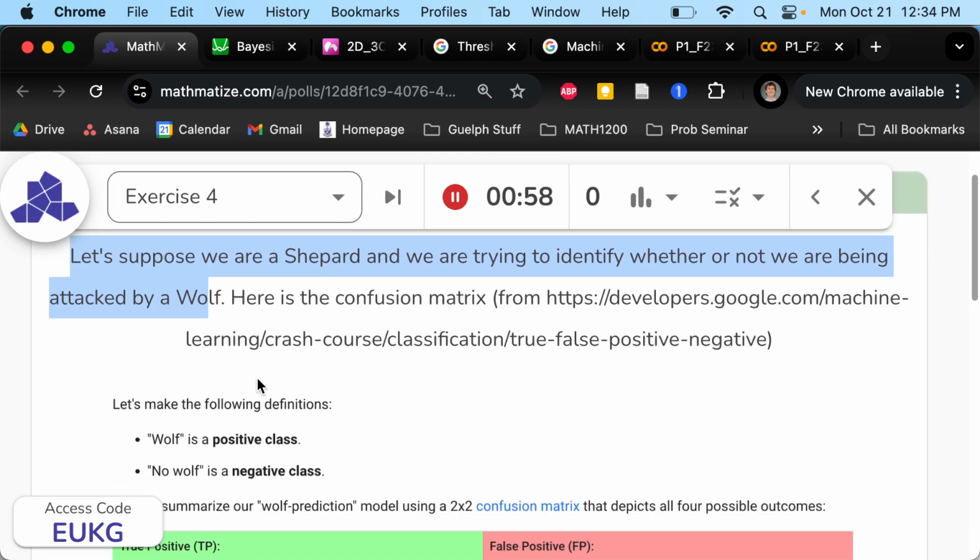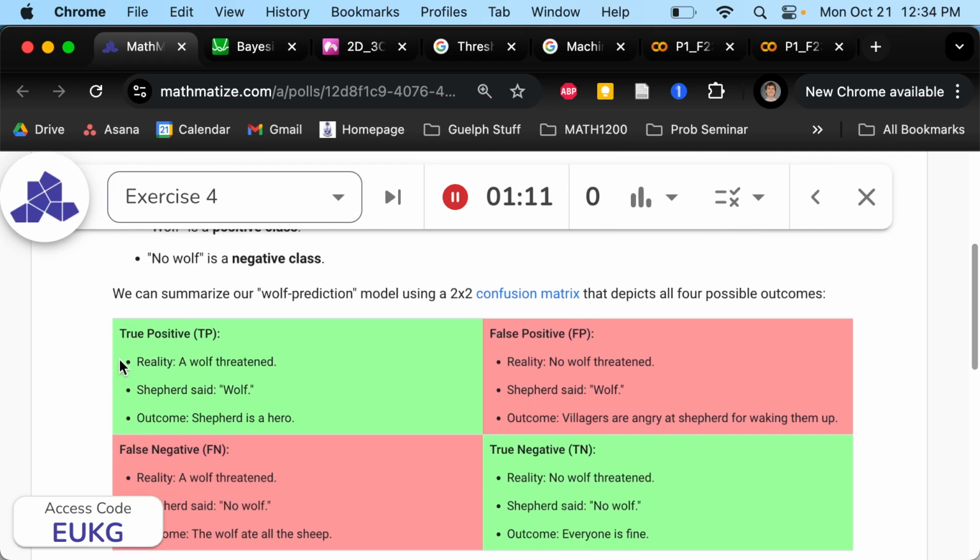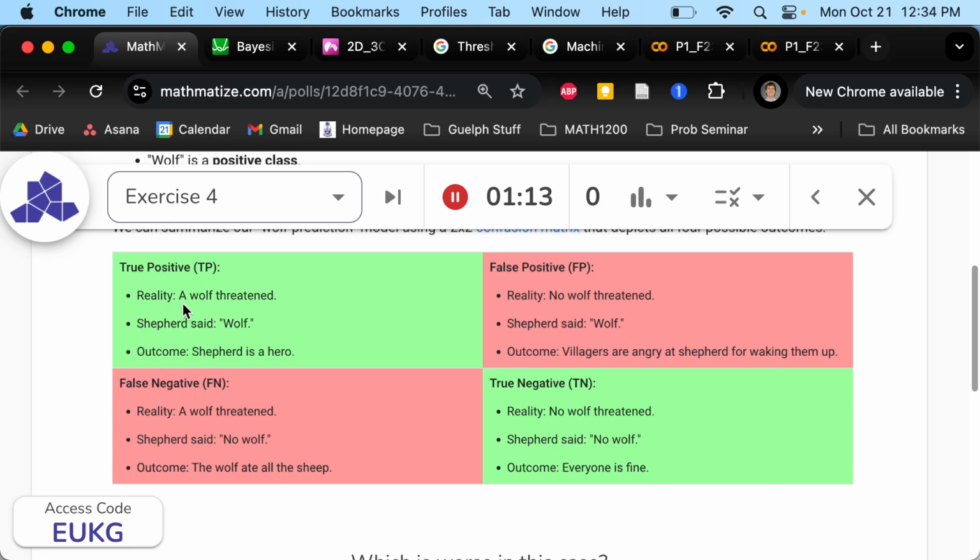But in this situation, things are very asymmetrical. So you see something in the distance, and you have to decide, is it a wolf or not a wolf? So wolf we count as positive, and no wolf we say is negative. And a true positive means there really is a wolf, and we said wolf. So that's like we correctly identified that a wolf is attacking us.